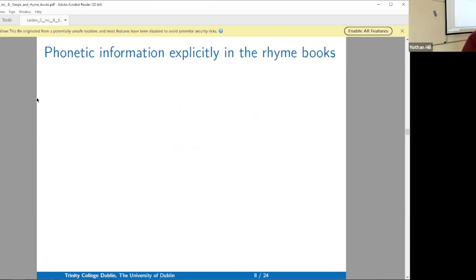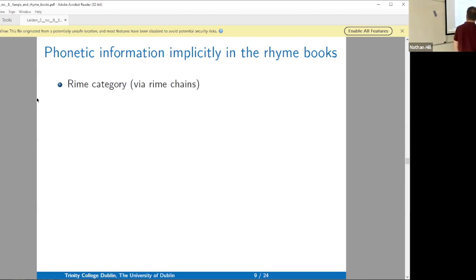Okay, so what is the phonetic information in the rhyme tables? There is the tone, which is by the volume. There is the rhyme category, which is the chapter, if you like. Then there's a homophone group. I've just shown you those. That's the information that's explicitly given in the rhyme book. But then there's also phonetic information implicit in the rhyme book. That's the rhyme category again. So the rhyme category is redundantly reported once explicitly and once implicitly.